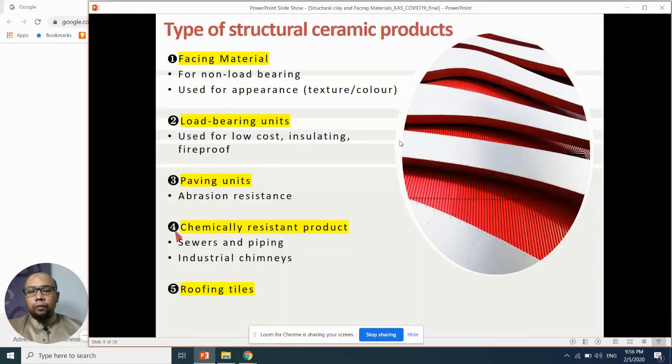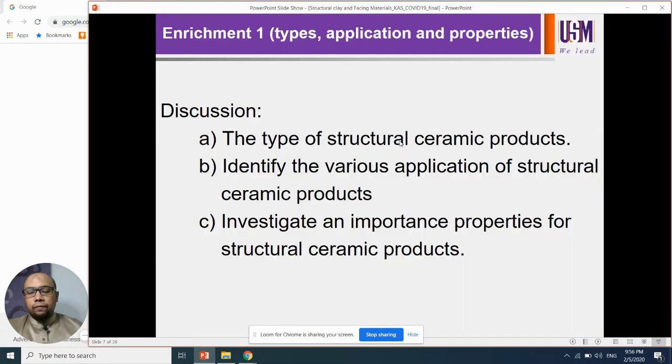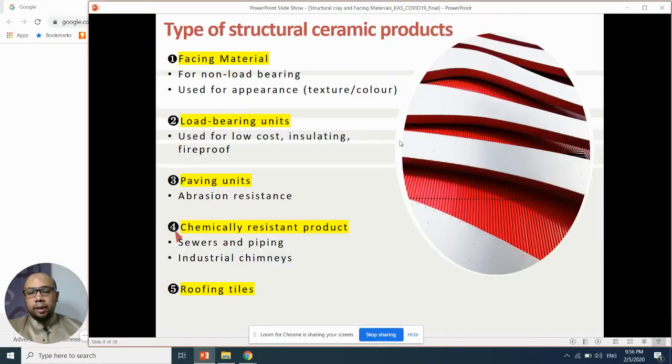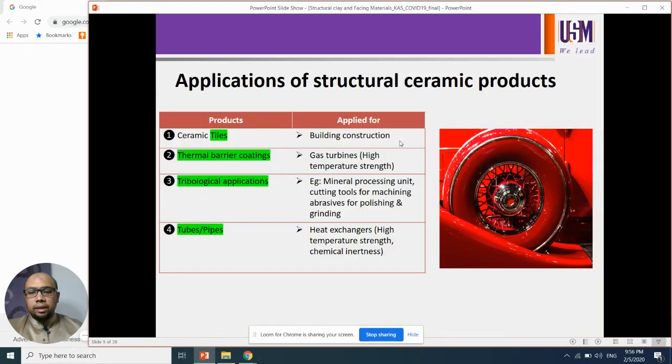Okay, now we move to the second question. Various application of structural ceramics product. Okay, in this case, I give only a few examples. Okay, application of structural ceramics product. Number 1 is ceramic tiles. Okay, I don't need to explain this because I already explained in the first video. And thermal barrier coatings. Okay, for thermal barrier coatings, it's same principle with the chemical pipeline in oil and gas.